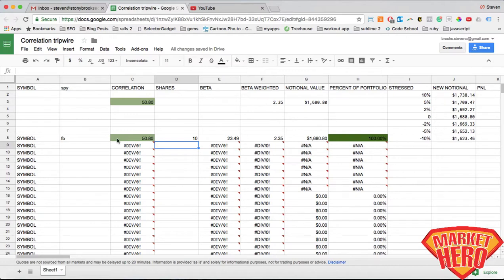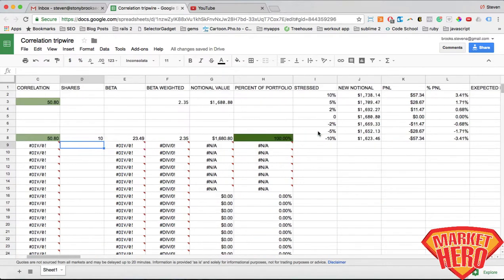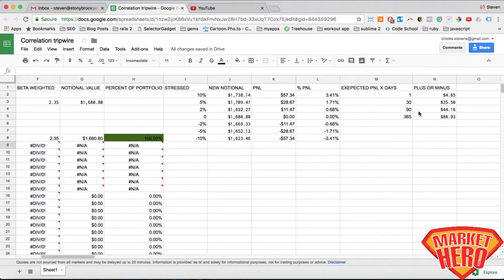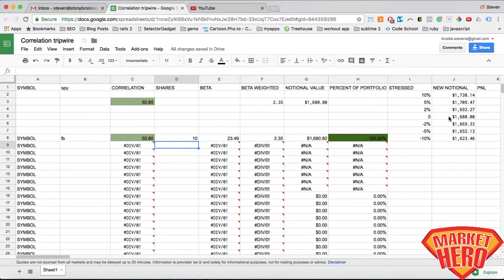And based off of the price of Facebook and its beta, that's about 2.35 shares of SPY. So that's not bad. If you look at that right now, we can see if SPY goes up $2, we can expect to make $11.47. And just owning 10 shares of Facebook, we're really not looking at anything more than $88 in losses in the next year, just based off of everything here. Let's look at another one.